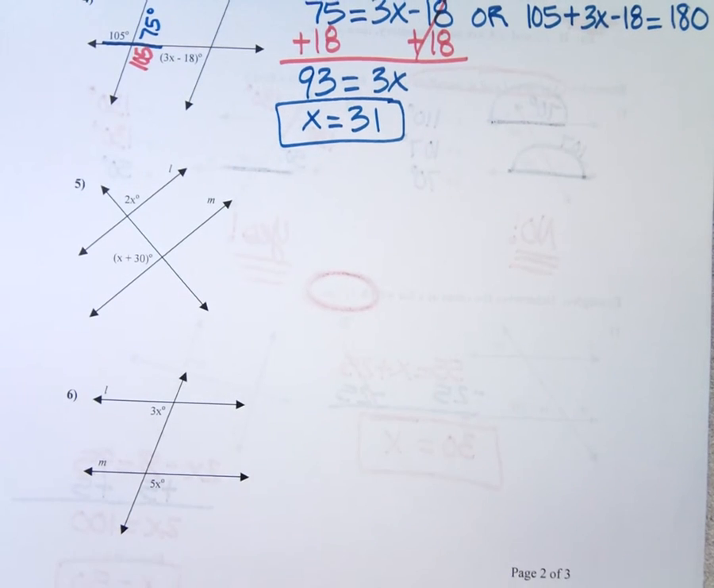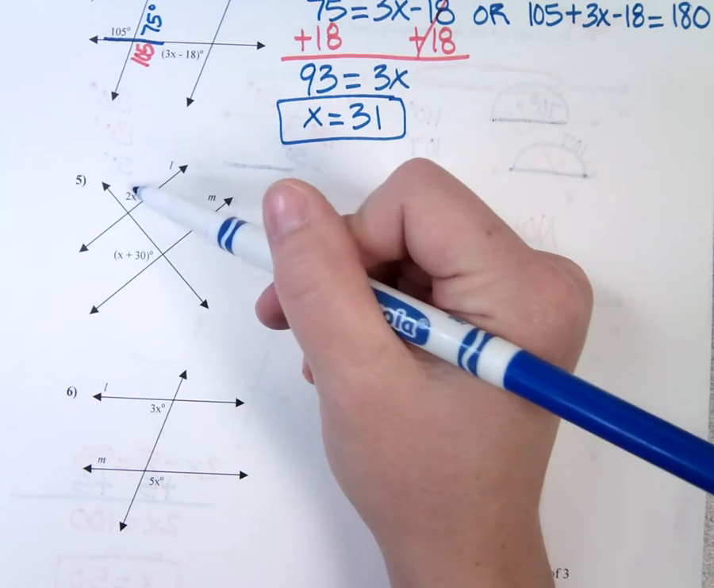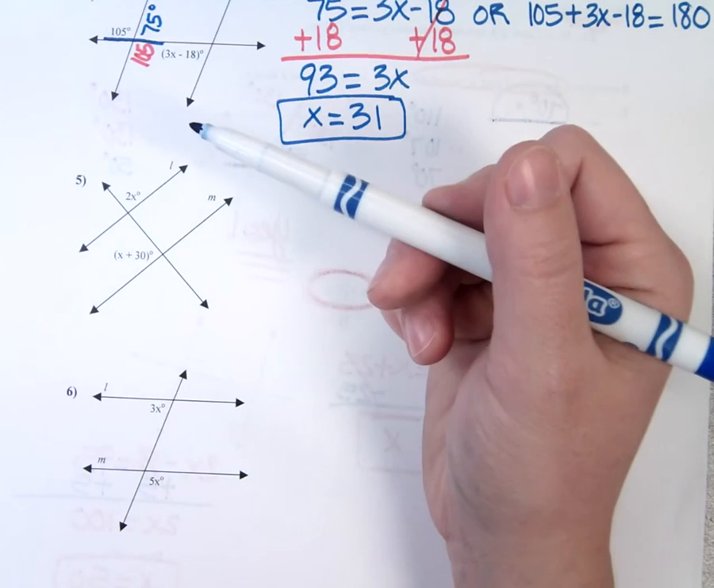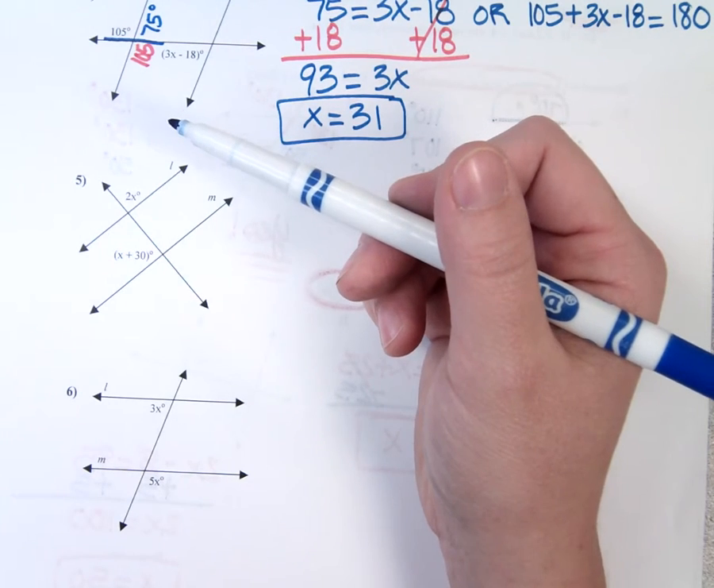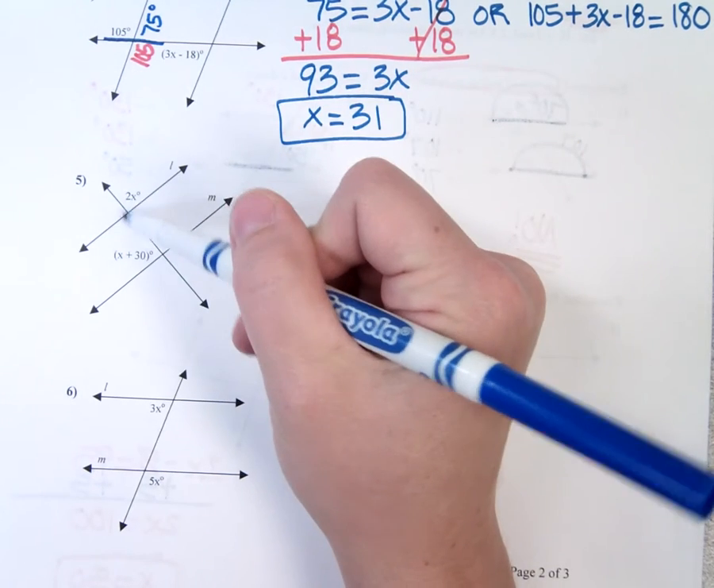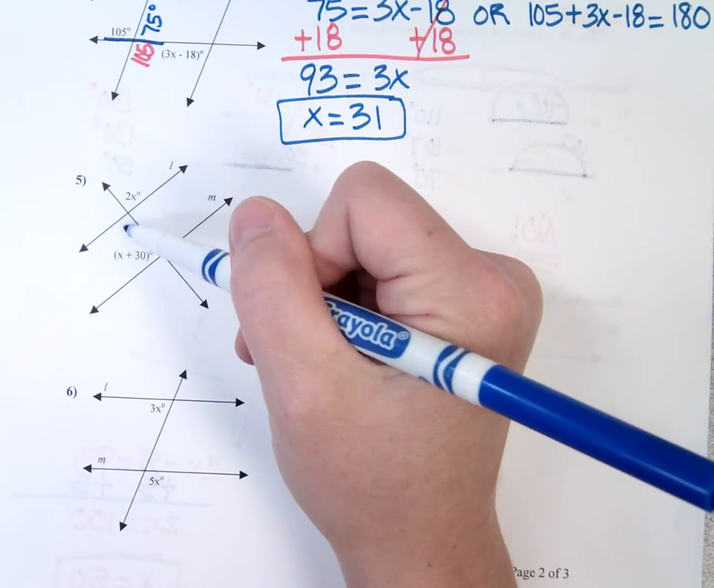Okay, number 5. First thing I want to know is, do I have a special name for these angles shown? Nope. So I have to move something. So what can I do? I know that these are vertical angles, and vertical angles always equal. So I can move my 2x right here.